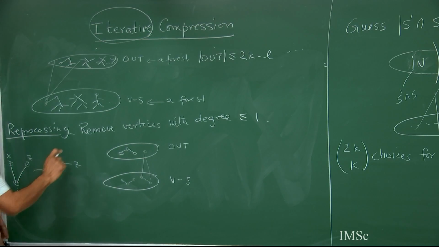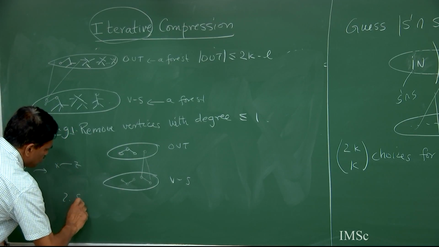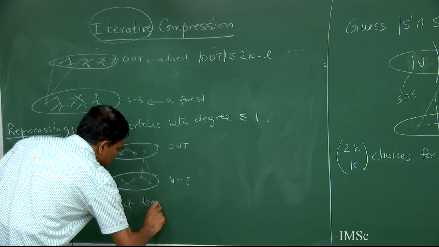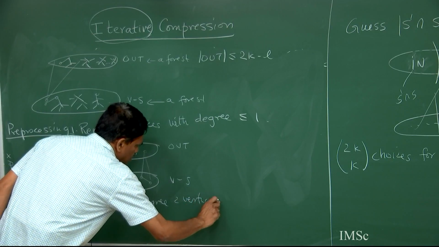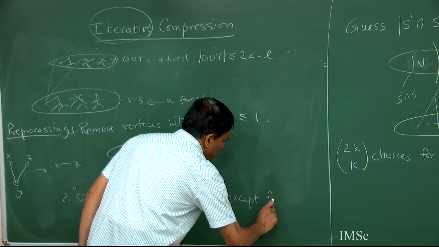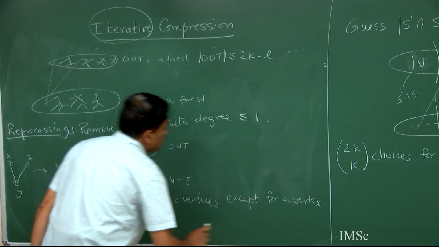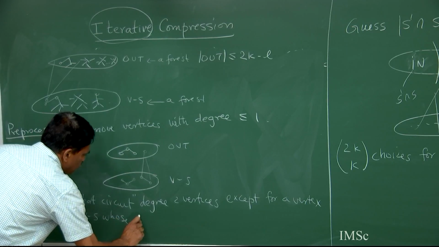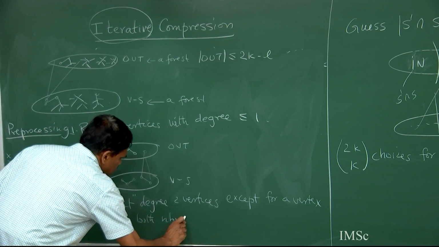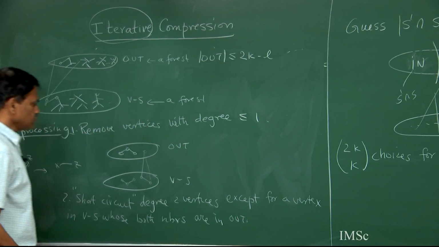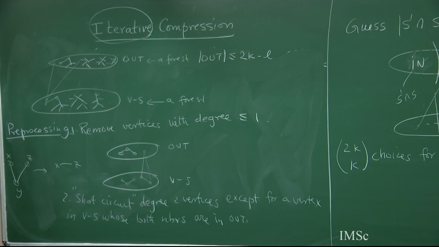Okay. So, I am going to say short circuit degree 2 vertices, except for a vertex in B minus S whose both neighbors are in out, because that argument that if not this you can pick either one does not hold. But other than that, we will do this degree 2 rules.